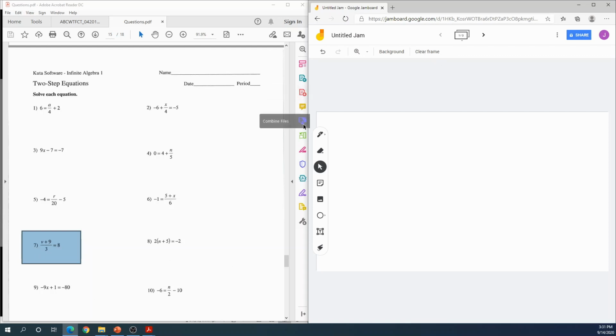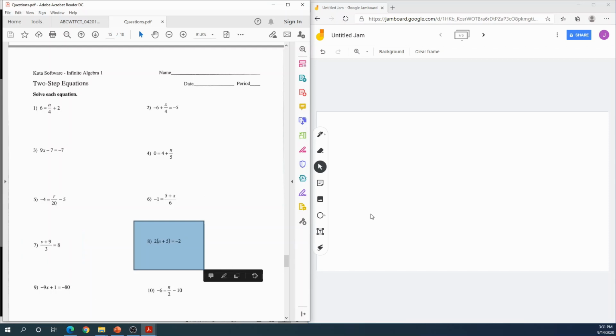Let's take a look at problem number 8. For number 8, we have 2 times n plus 5 is equal to minus 2. So again, we're going to go back and do the distributive property. So we get 2 times n and 2 times 5. This is equal to 2n plus 10 is going to be equal to minus 2.